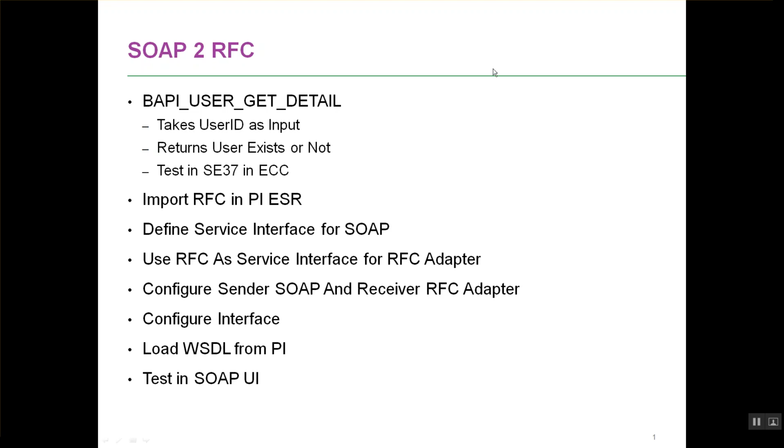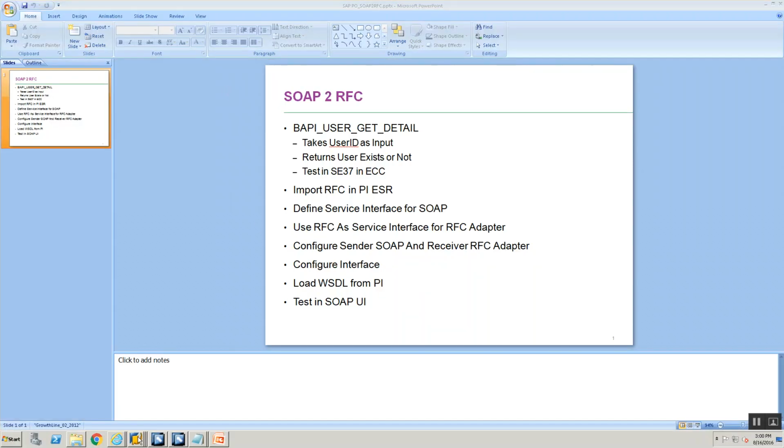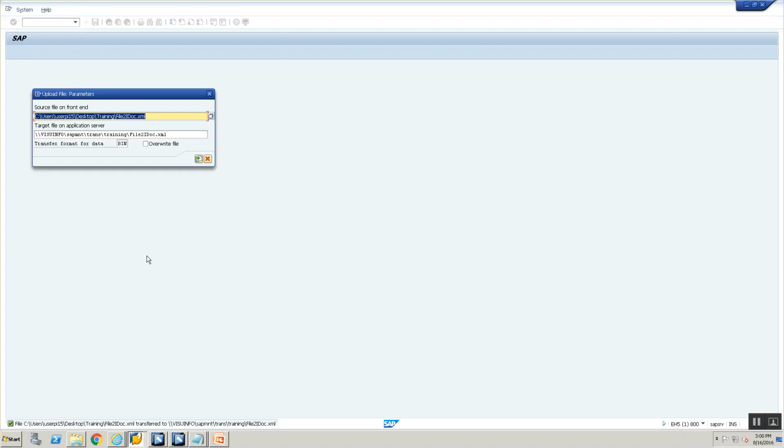Okay. So with that information, let's get started. The first thing we need to look at is what is the backend RFC that we are calling. If you remember, in the file to IDOC scenario, we called a standard SAP IDOC, ORDERS.ORDERS05. Similarly, in this case, we are going to call a standard SAP RFC called BAPI_USER_GET_DETAIL. What does this BAPI do? This BAPI takes the user ID as an input. It checks whether the user exists in the system or not. If the user exists, it returns the details about the user. If the user does not exist, it will return an info message, not an error message, that the user does not exist.